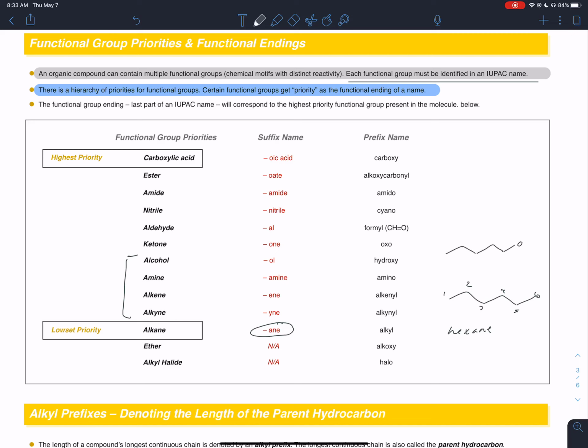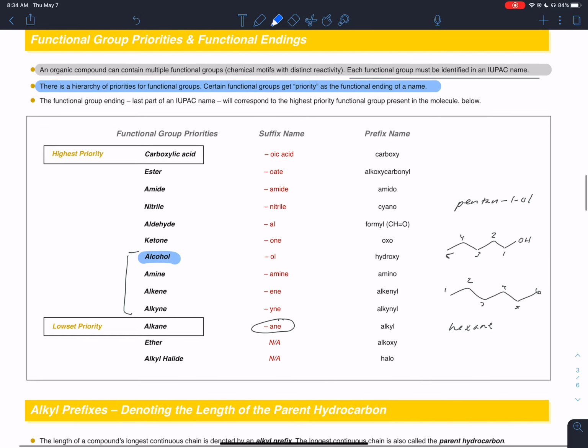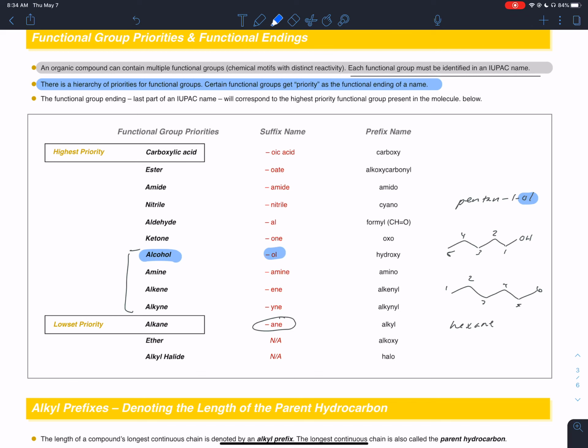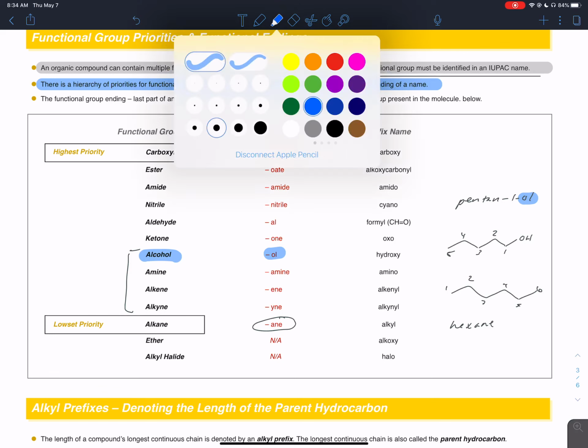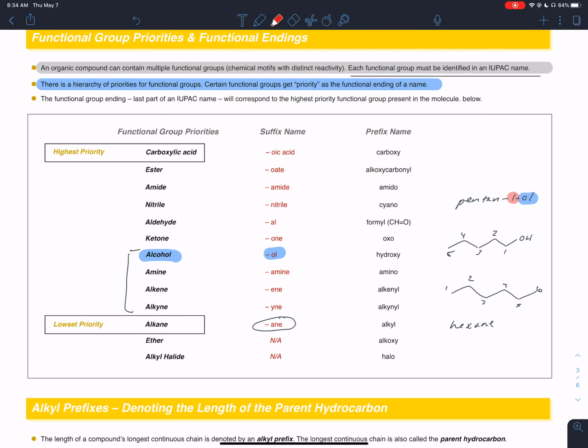However, if you had something like this, we have 1, 2, 3, 4, 5 carbons. We would name this pentan-1-ol. Now, there is an alcohol, and notice how the alcohol has a higher priority functional ending than the alkane. So the ending of the name changes. Here we use the -ol suffix to denote the alcohol. And notice that there's also a locant here that denotes where the alcohol is on our 5-membered chain.